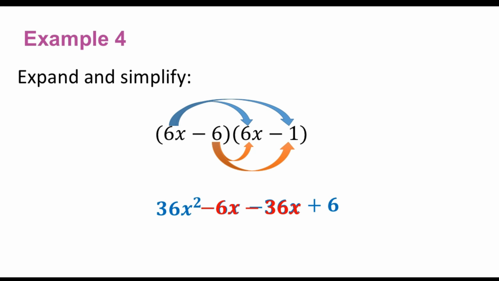The 36x squared remains, so I can write it back. Negative 6x take away 36x, that gives a negative 42x. And the positive 6 remains, I write it back. So my final answer is 36x squared minus 42x plus 6.